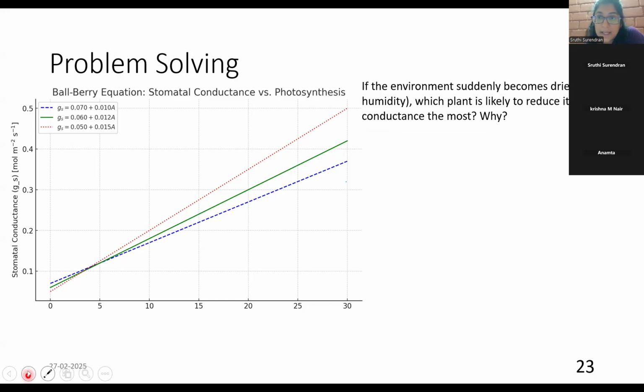Now, hypothetically, if the environment is suddenly becoming drier, which plant is likely to reduce its stomatal conductance the most and why? So till now, we were only looking at the photosynthesis part. We were kind of ignoring the relative humidity and carbon dioxide concentration. So here what they're saying is the humidity is reducing. So in that case, which plant is likely to reduce its stomatal conductance the most when the humidity reduces?